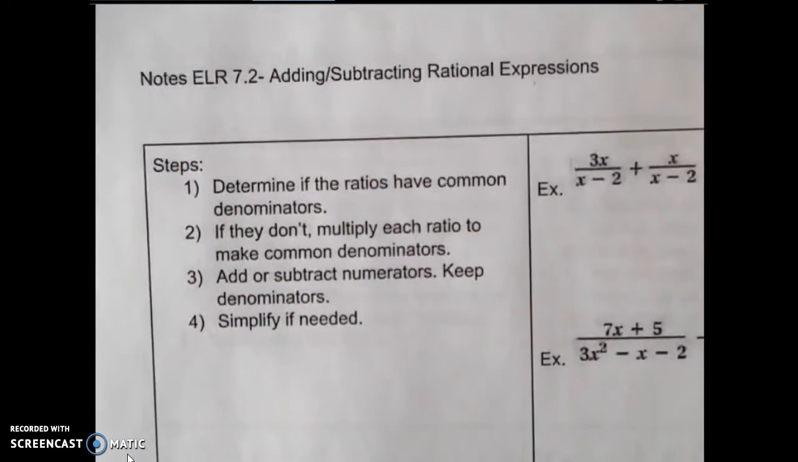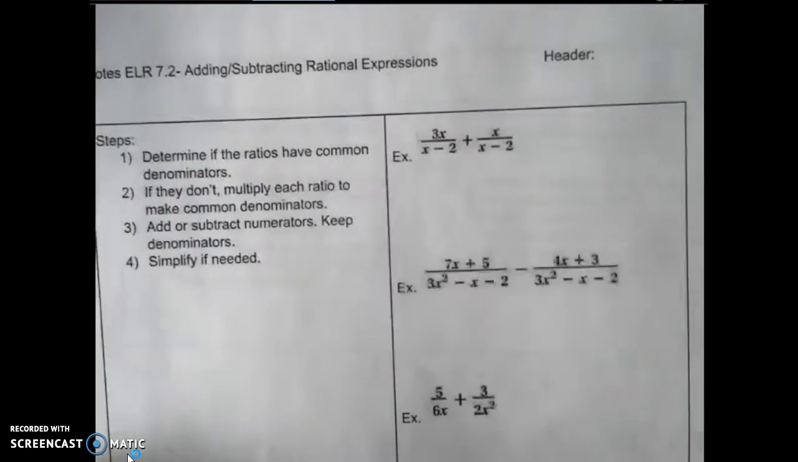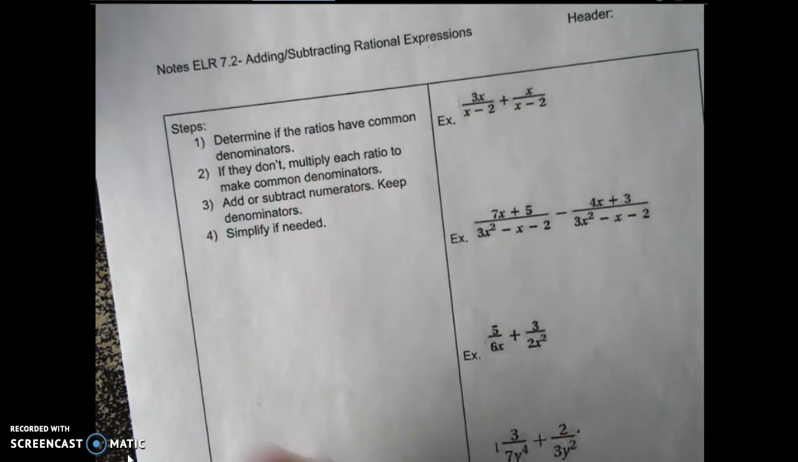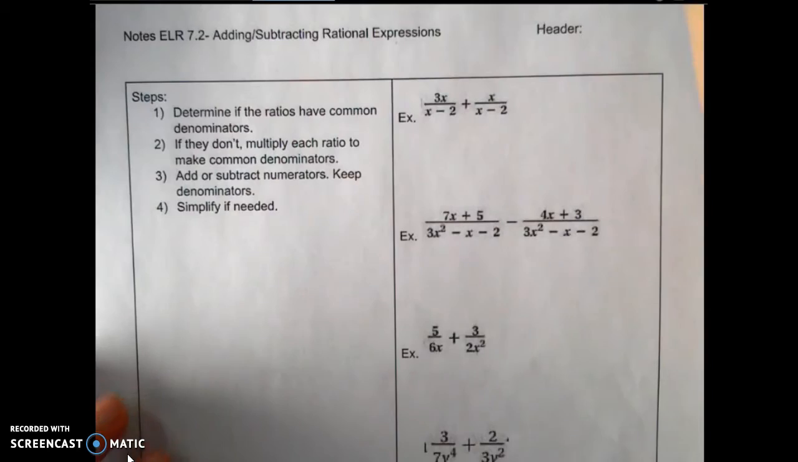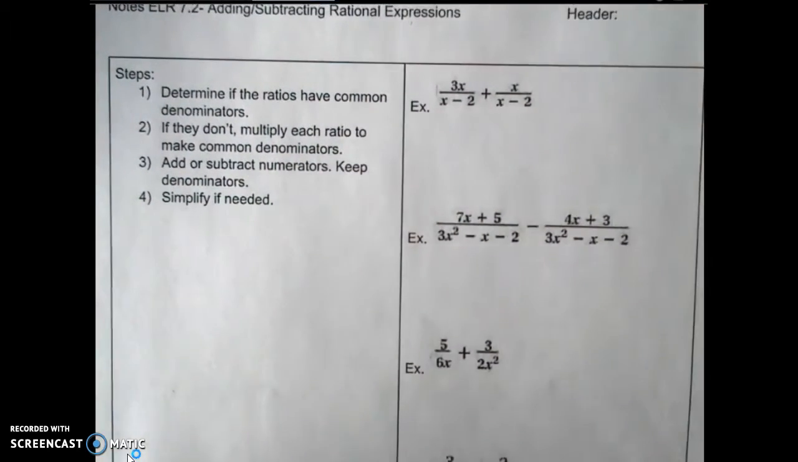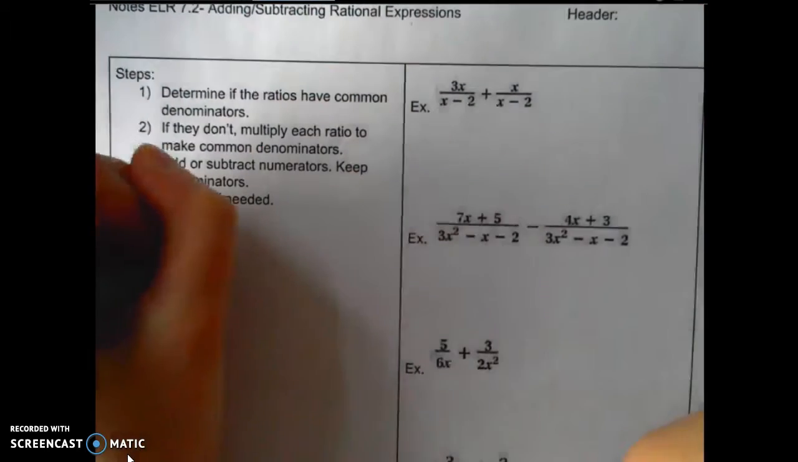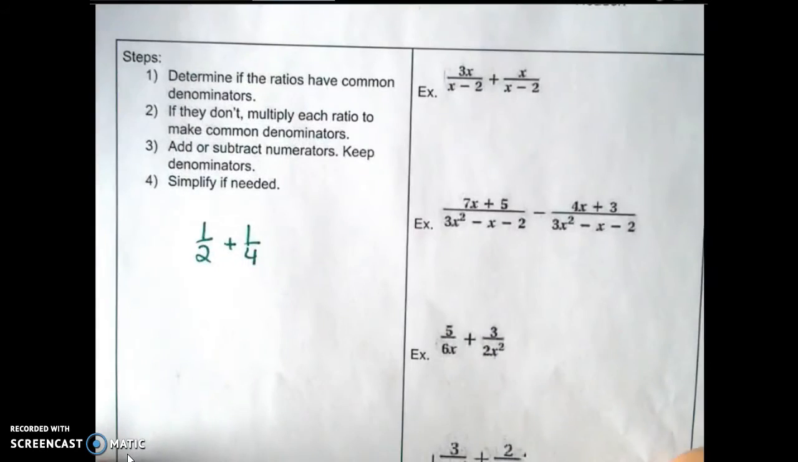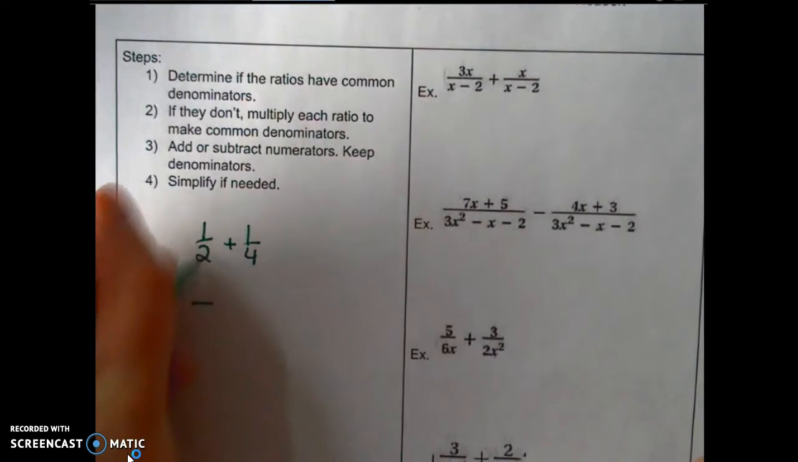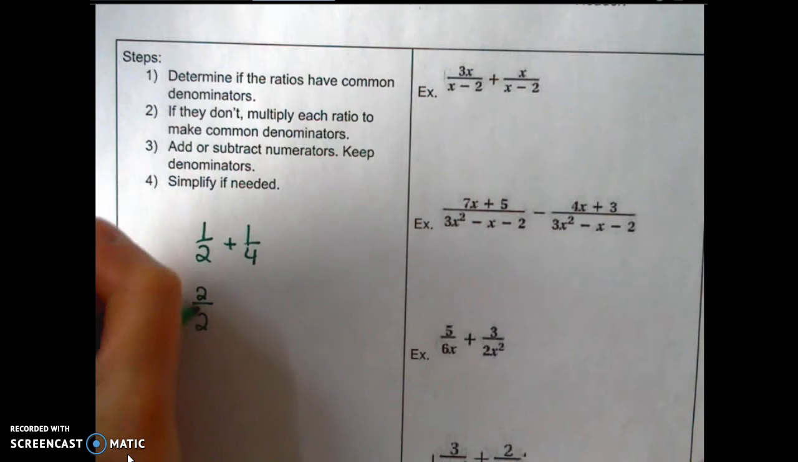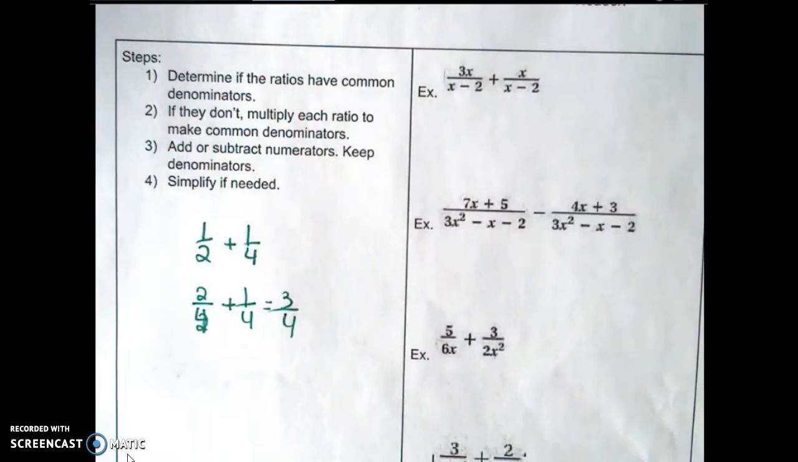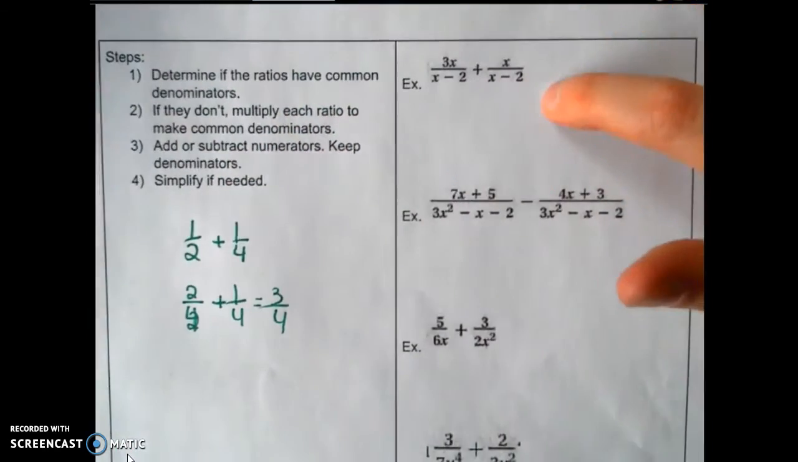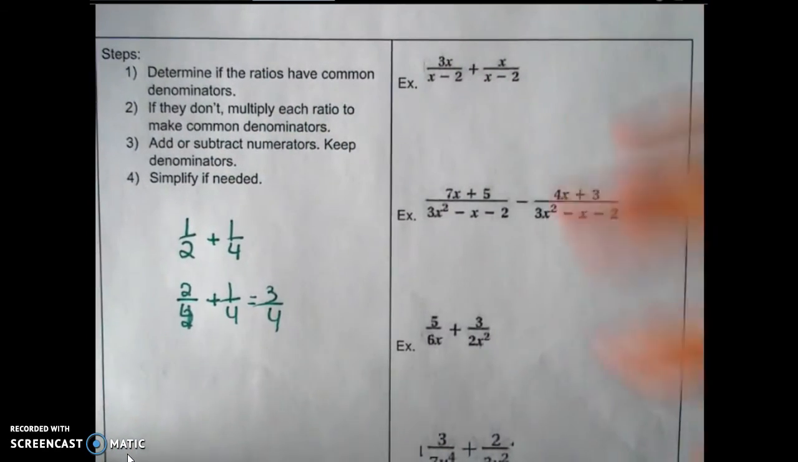All right, let's go ahead and chat. At the beginning of this unit, we talked about all of the rules that we have for adding and subtracting fractions with numbers. It's going to be the same for adding and subtracting rational expressions. For example, when you have 1/2 plus 1/4, you need a common denominator to be able to add those. So we multiply this by 2, and that by 2, and then this one can stay, and that gives us 3/4. We're going to do the exact same thing here with rational expressions.